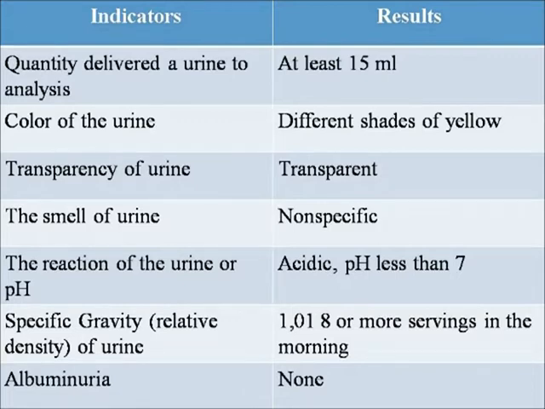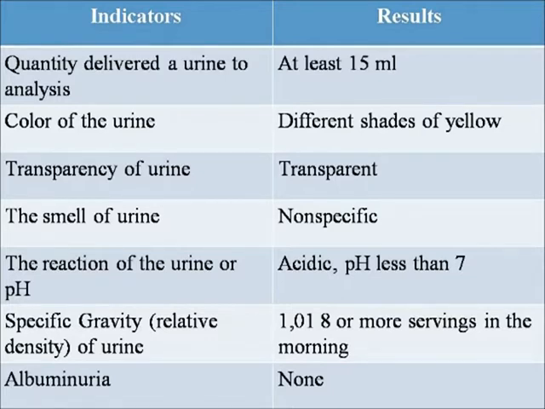The color of urine has different shades of yellow. The urine must be transparent. The smell of urine must be non-specific. The pH of the urine is acidic, less than 7. Specific gravity of urine is 1.018 or more in morning servings.